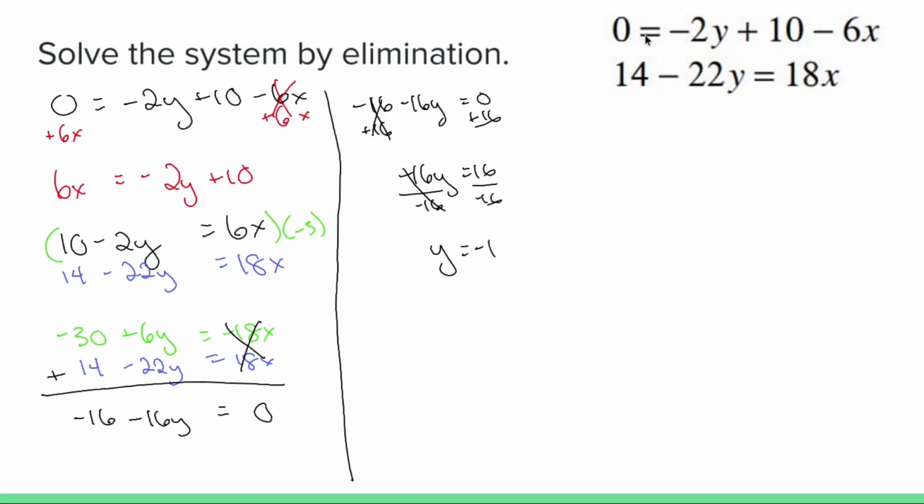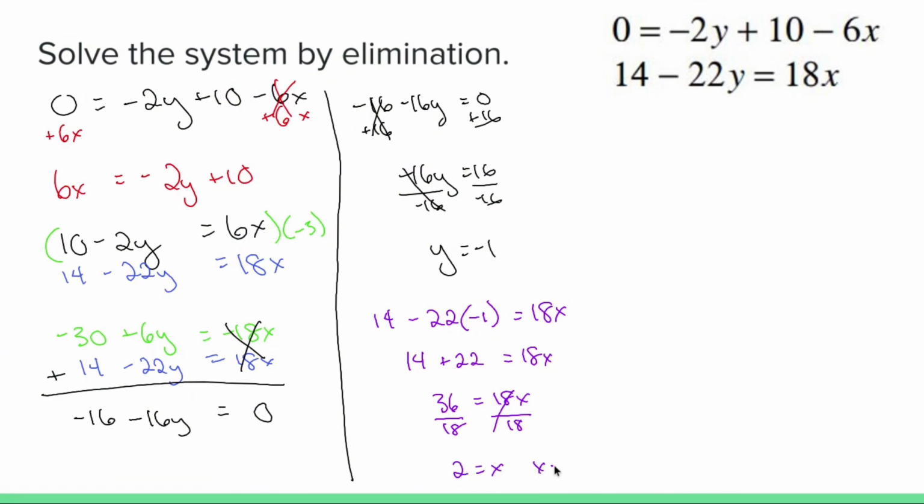You can take that y and plug it into any of the equations to solve for x. So why don't I plug it into the bottom equation, because it's almost already solved for x. So I have 14 minus 22y, which means negative 1, equals 18x. So 14, negative 22 times negative 1 is plus 22, equals 18x. Add those together and you get 36 equals 18x. Divide both sides by 18. 2 is equal to x, which means x is equal to 2.